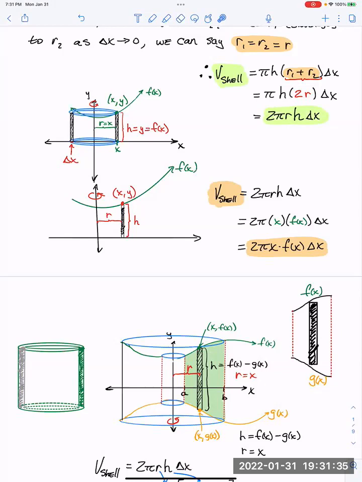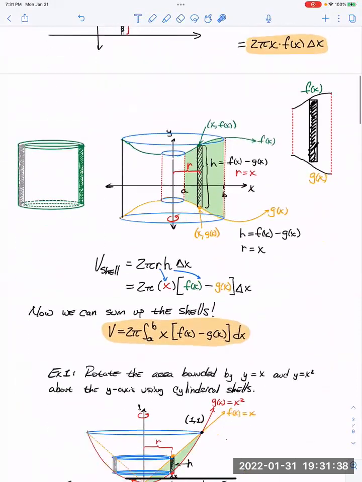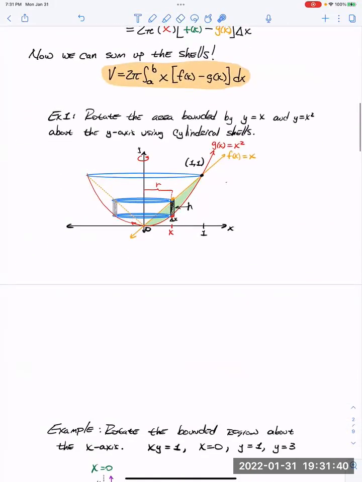Okay, let's move on. Example 1, we're going to rotate the area bounded between two curves. In this case, our two curves are y equals x squared and f of x equals x. You do always want to draw a picture. In this case, this is an easy one. Right here, I've drawn f of x equals x.